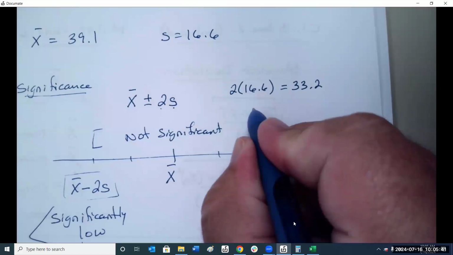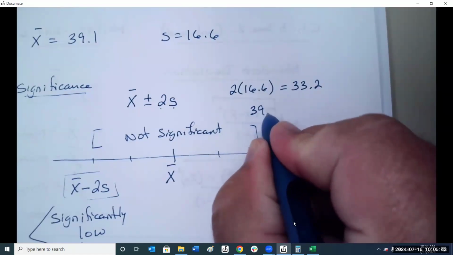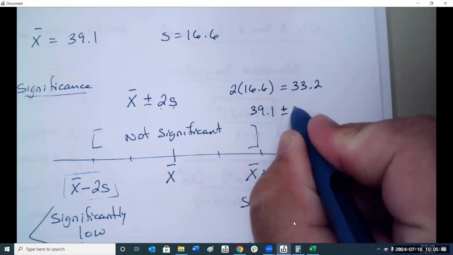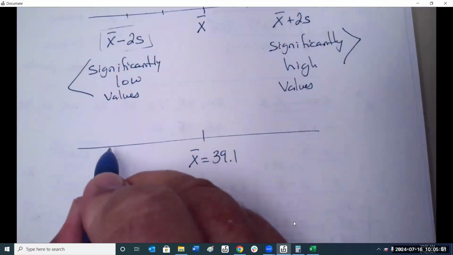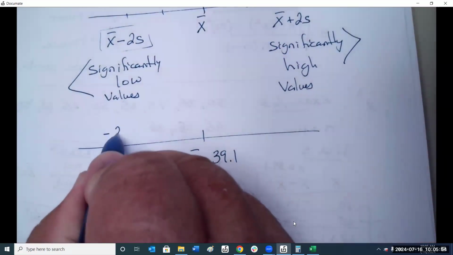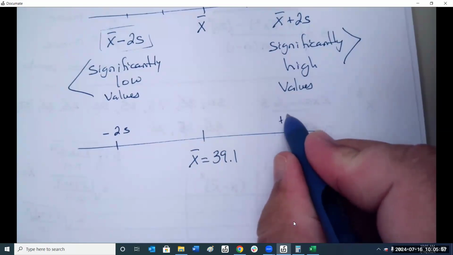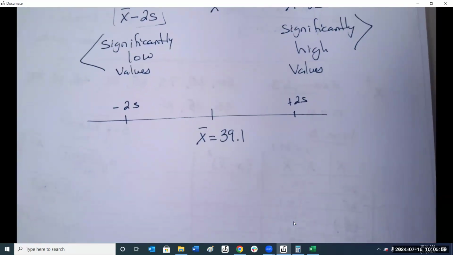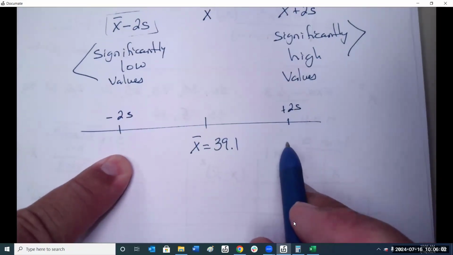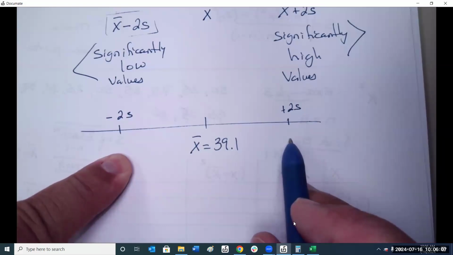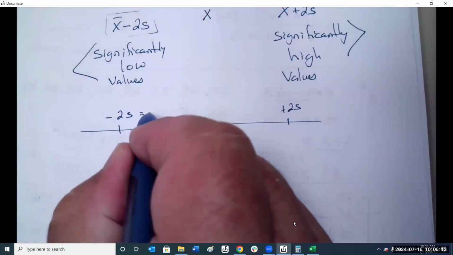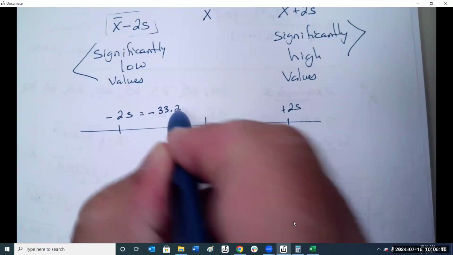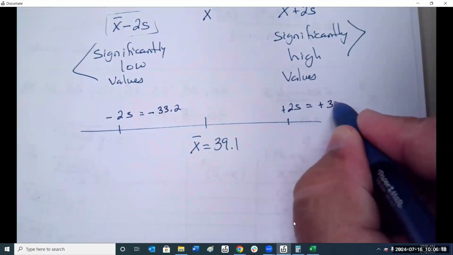So what we do here is we start from our mean, 39.1, and then we add and subtract 33.2 from it. So this is minus 2S, this is plus 2S. So what numbers would go there? So this is going to be minus 33.2, and this is going to be plus 33.2.